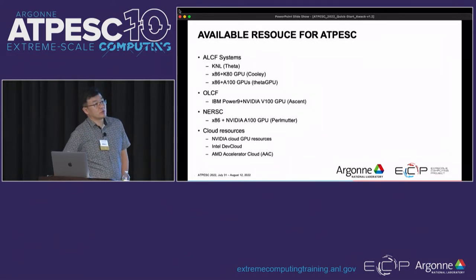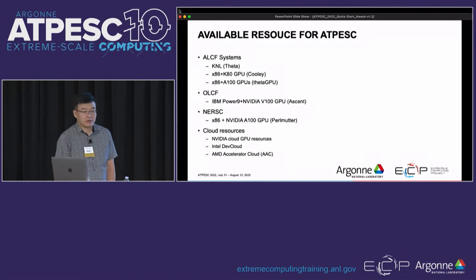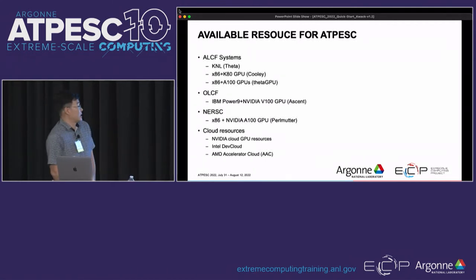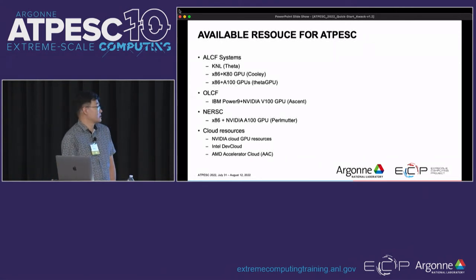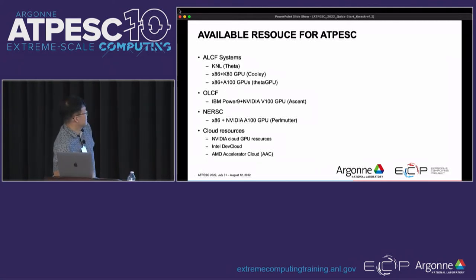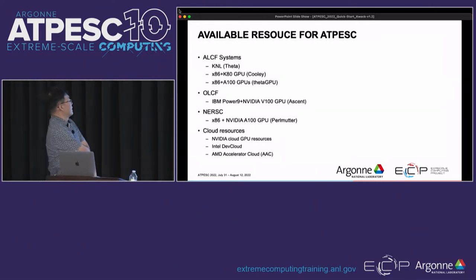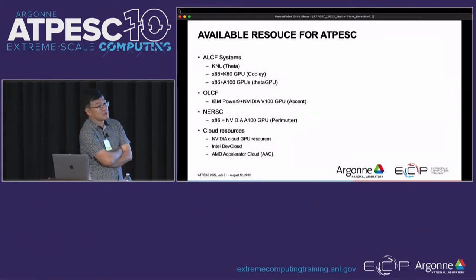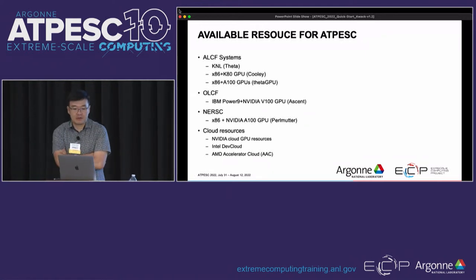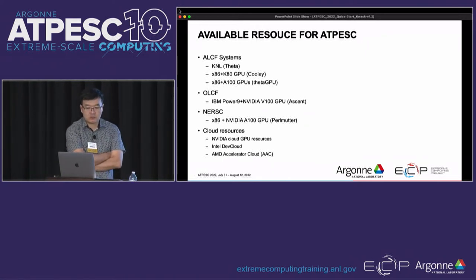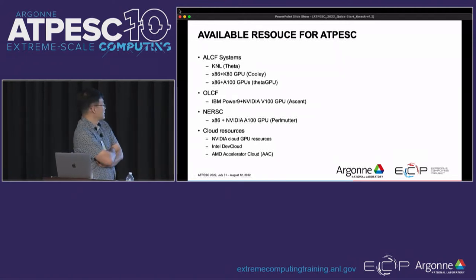As Ray mentioned, we also have an OLCF system, which is Ascent. It has IBM Power9 processors plus six V100 GPUs. In terms of architecture, it's exactly the same as the Summit system, but it's just smaller racks, so we can use it for training, like this event. And from NERSC, we are going to have the Perlmutter x86 plus NVIDIA A100 GPU system. And I heard some of your sessions will use this Perlmutter with reservation.